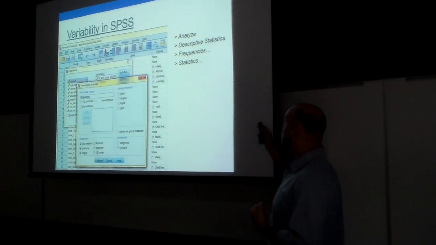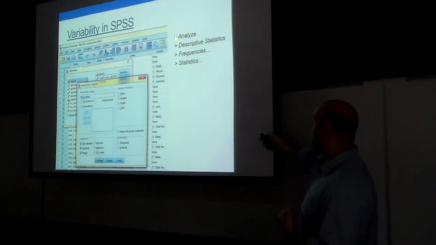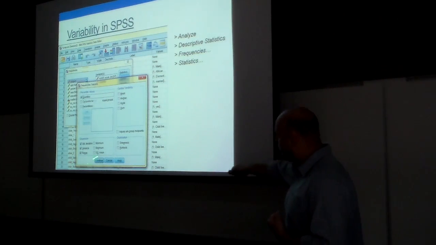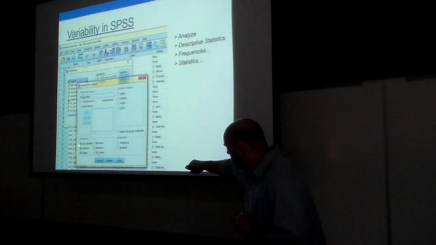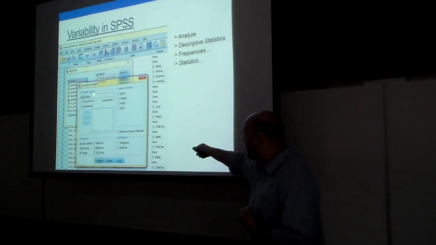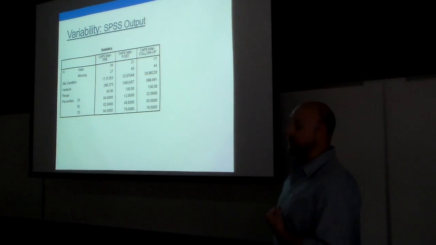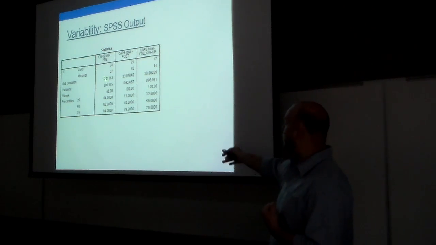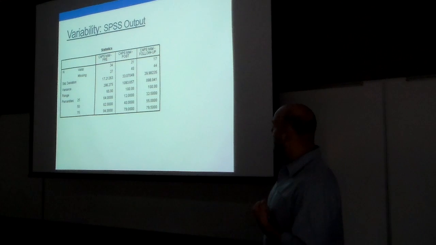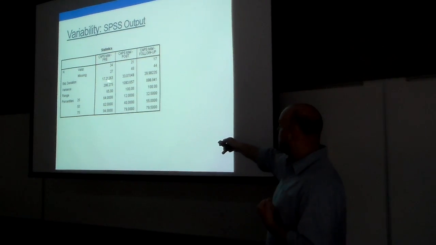Cool. All right. Variability in SPSS. Again, if we go Analyze, Descriptives, Frequencies, Statistics, right? We can ask it to give us standard deviation, variance, range. We can request quartiles up here. And this is what our output is going to look like, right? For these three variables that we've calculated here, we've got the number of people, the number missing. For the people that we do have data for, here's standard deviation, here's variance, right?